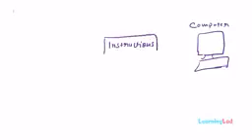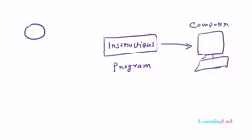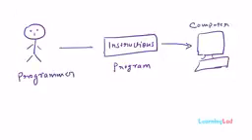For a computer to do something, one has to give instructions to it. These instructions contain step-by-step information to perform a specific task, and they are called a program. The person who writes these instructions is called the programmer. The programmer writes the program, and the computer executes it, or works on those instructions.